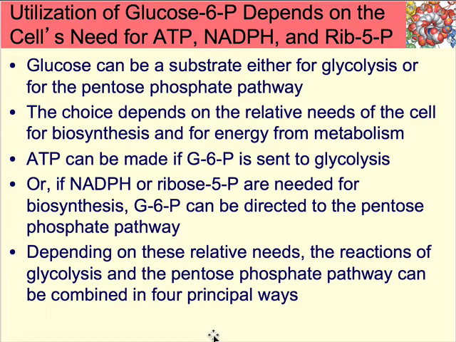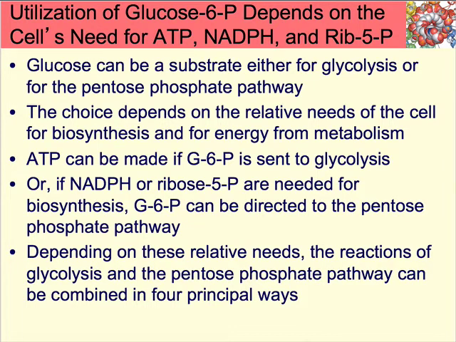The utilization of glucose 6-phosphate in the pentose phosphate pathway depends on the cell's needs for ATP and NADPH and ribose 5-phosphate. Glucose can be a substrate either for glycolysis or for the pentose phosphate pathway. The choice really depends on the relative needs of the cell for biosynthesis and for energy from metabolism. Glycolysis, of course, provides energy from metabolism, whereas the pentose phosphate pathway provides the biosynthetic NADPH and ribose 5-phosphate.